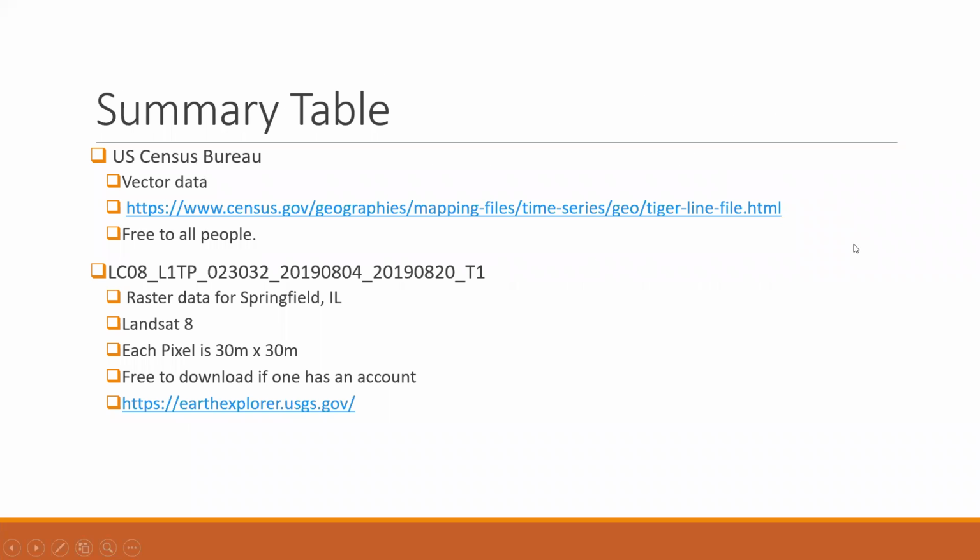So my two main data sources were the United States Census Bureau, in the form of vector data, where I got census blocks. And census blocks are areas that contain roughly around 3,000 people. It was free to all people to download the data. And then the LC08 was a raster data set for Springfield, Illinois. And it was on a Landsat 8 satellite, contained 11 bands, and each pixel was about 30 meters by 30 meters. It was free to download to anyone if they had an account.